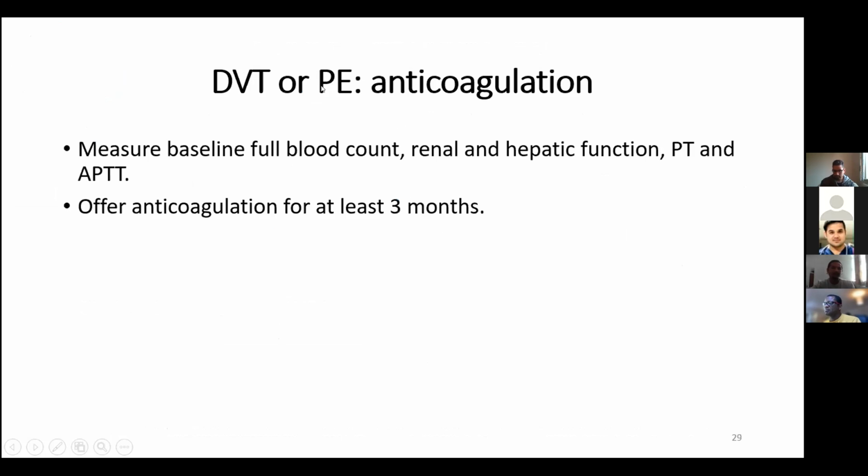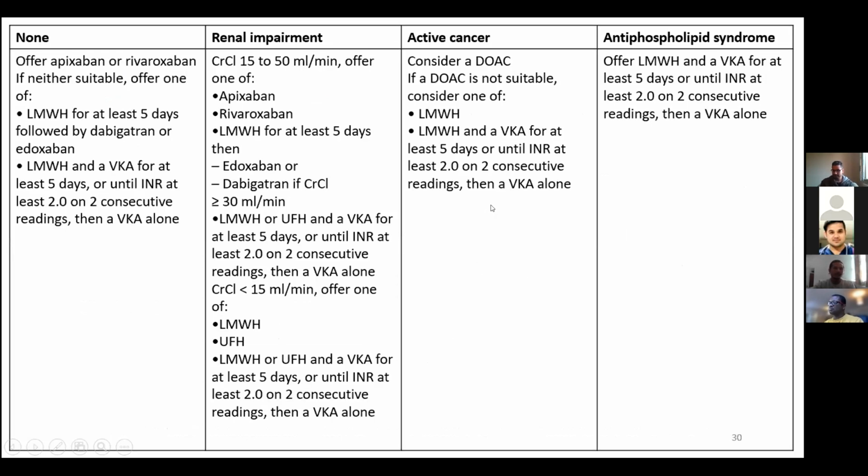After we diagnose a patient with DVT or PE, if we haven't already done so, we have to measure full blood count, renal and hepatic function, PT and APTT. And we have to offer anticoagulation for at least 3 months, which will be done by the GP or a medical team.